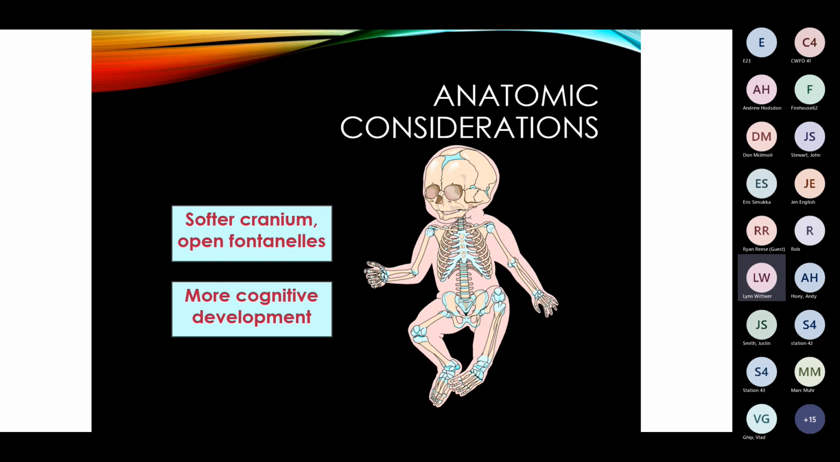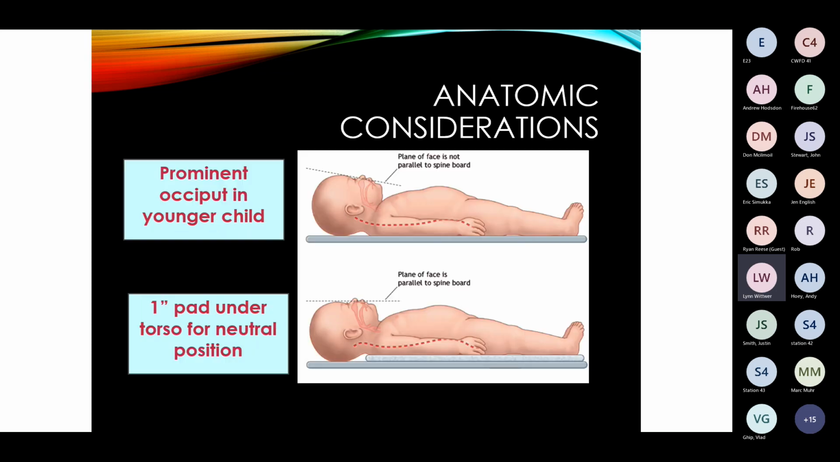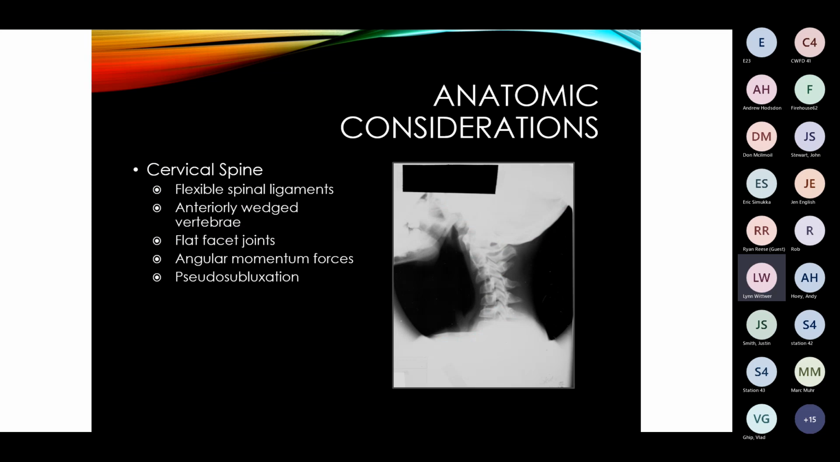Kids have large heads, small jaw, short, narrow, funnel-shaped airway, soft cranium, open fontanelles. They need more development for cognitive functions to occur, so they can't talk to you, they can't explain what's going on. Kids have a prominent occiput, so you need a 1-inch pad under the torso for neutral position of the spine, head and neck.